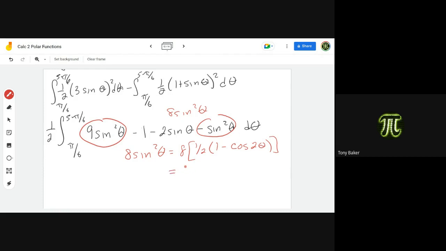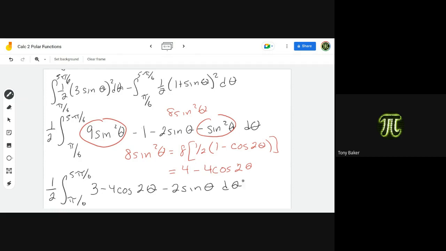So we've got 4 times 1 minus cosine 2 theta, which is 4 minus 4 cosine 2 theta. So we now have 1/2 from pi over 6 to 5 pi over 6 of 3, because that's 4 minus 1, minus 4 cosine 2 theta, minus 2 sine theta d theta.